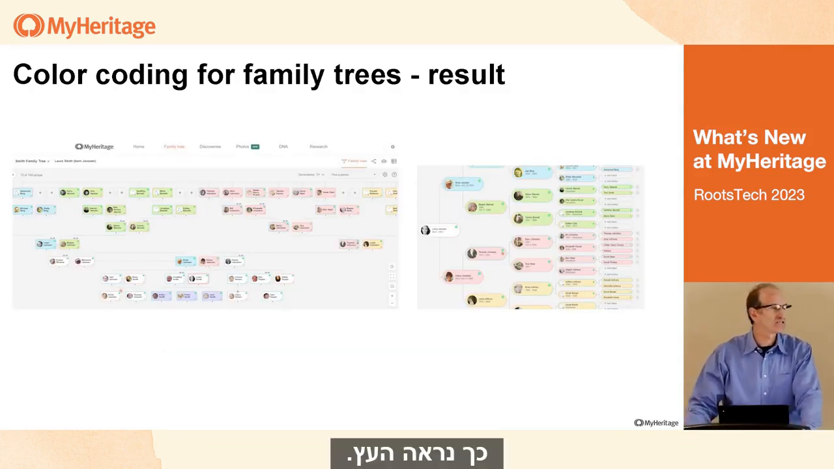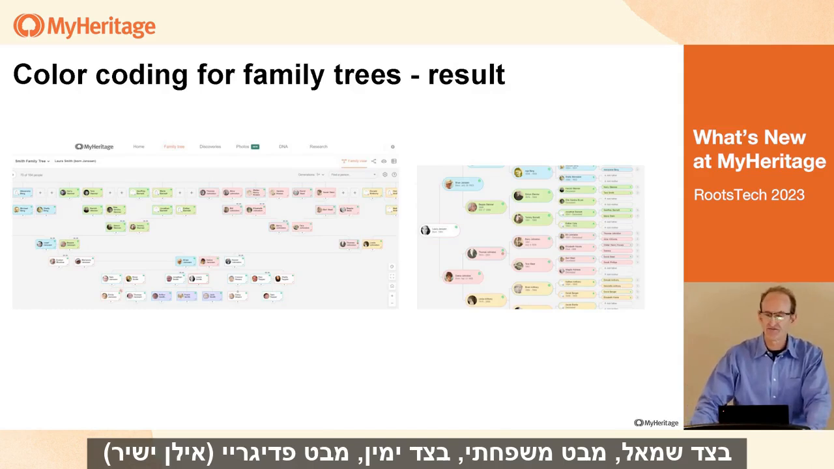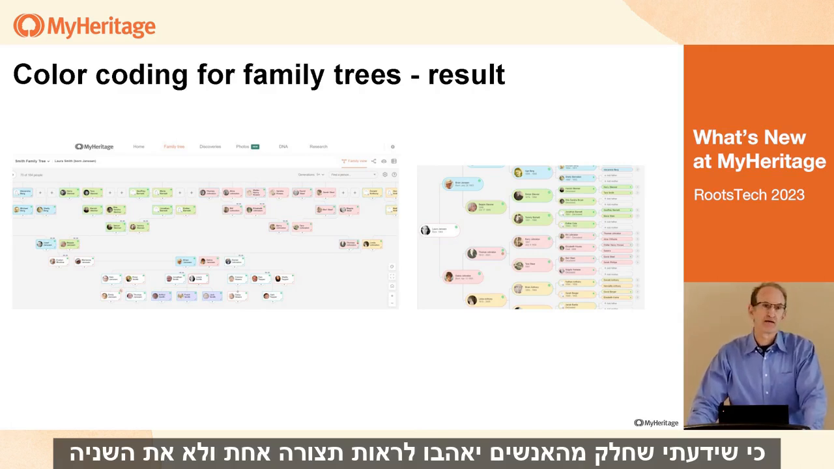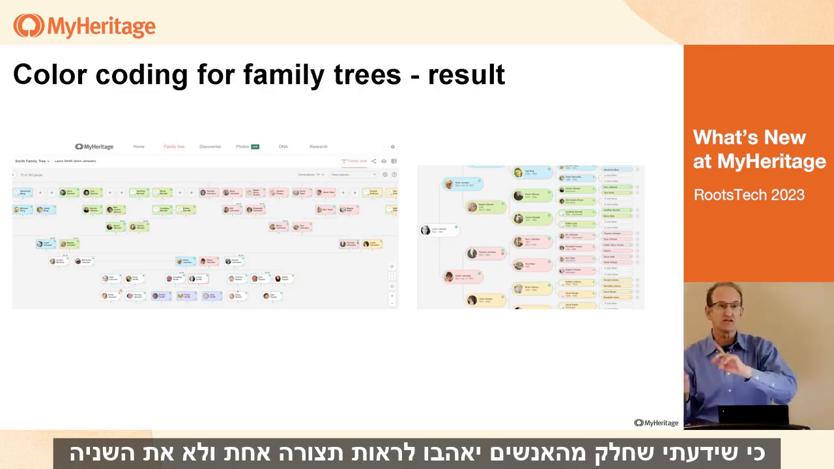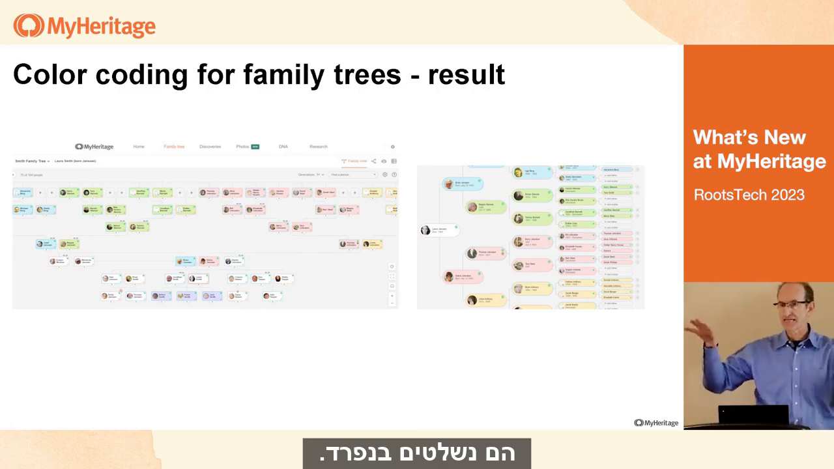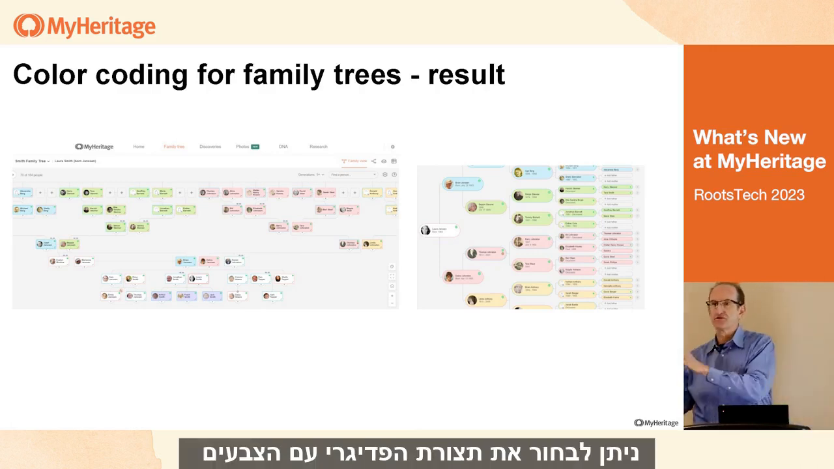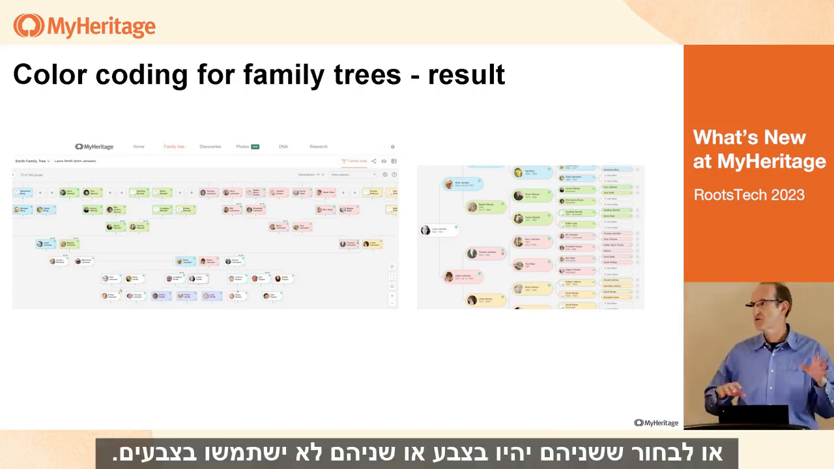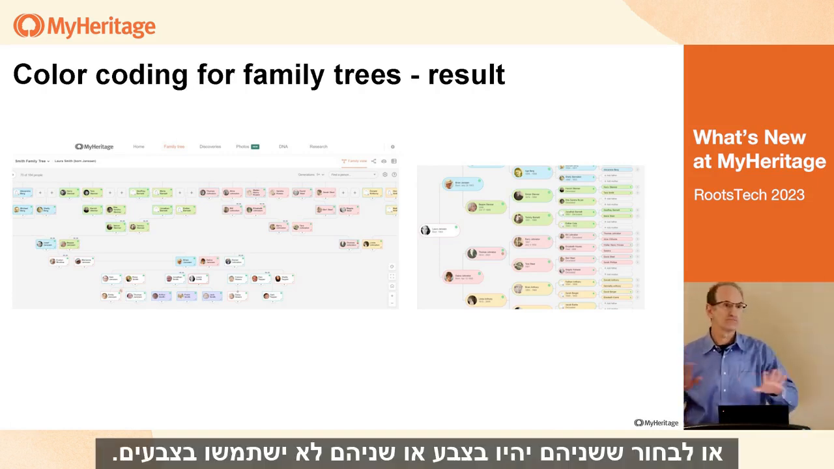So this is what the tree looks like. On the left side, family view, and on the right side, pedigree view. Because I knew that some people may like it in one of the views and not the other, they are controlled separately. So you can have the pedigree view always do the color and the family view not. Or both will be in color or both will not use them.